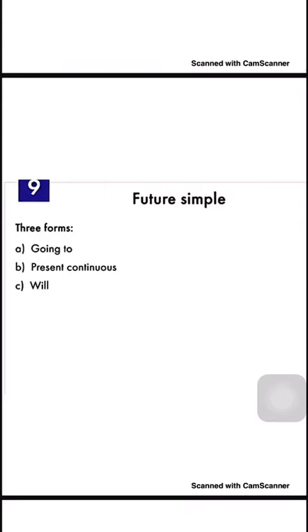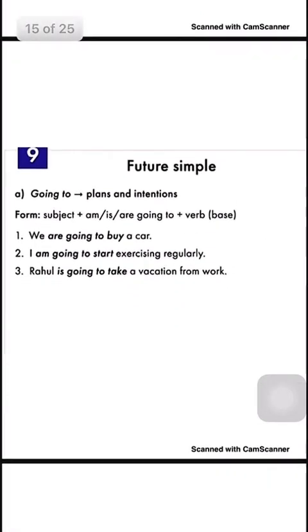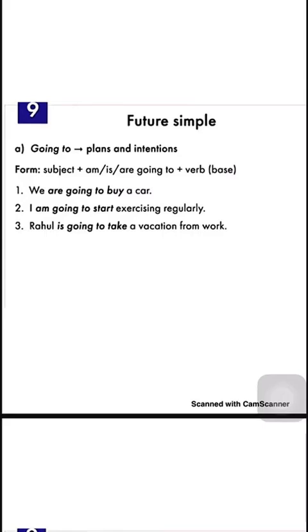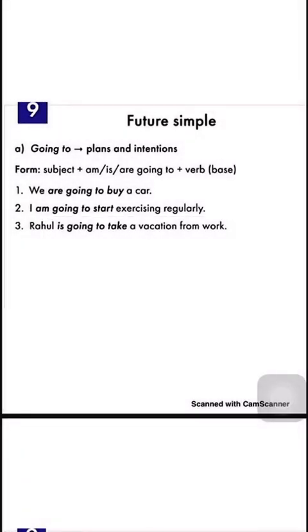Now let's talk about where to use this. We use going to express plans and intentions. We make this with a subject plus am/is/are plus going to plus a verb in first form. For example, we are going to buy a car. That means we have a plan to buy a car. I am going to start exercising regularly. Rahul is going to take a vacation from work.